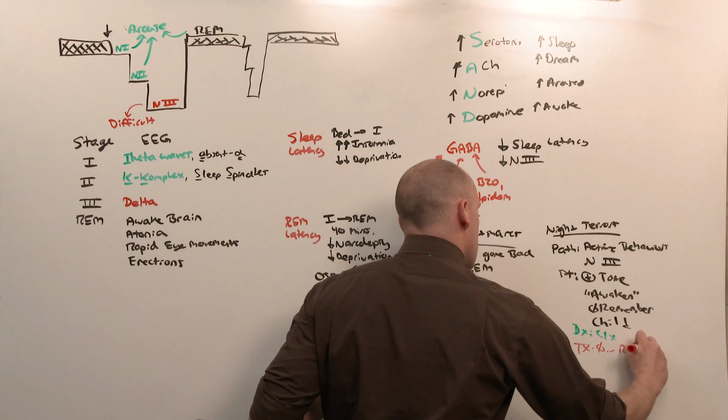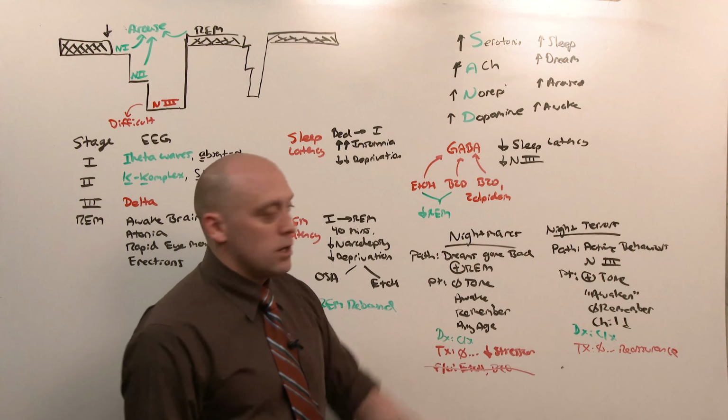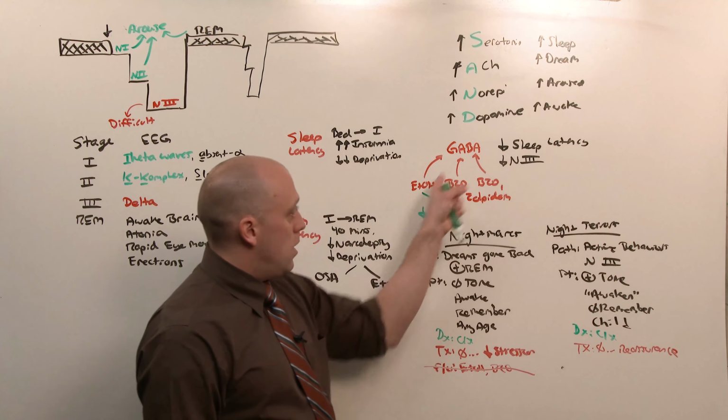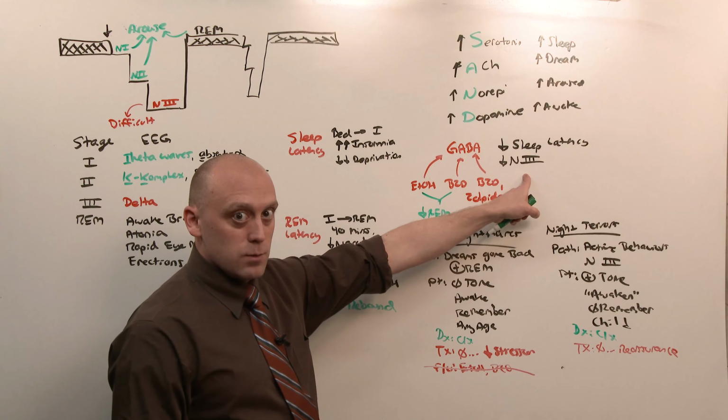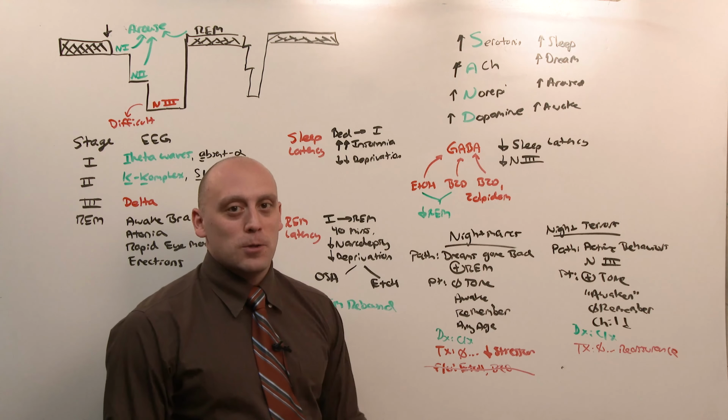Educate the parents that this is a normal thing, and to not use alcohol or benzodiazepines to induce their kid into skipping stage 3. Alcohol, benzodiazepines, decreased non-REM stage 3. Don't use alcohol or benzos to treat the child.